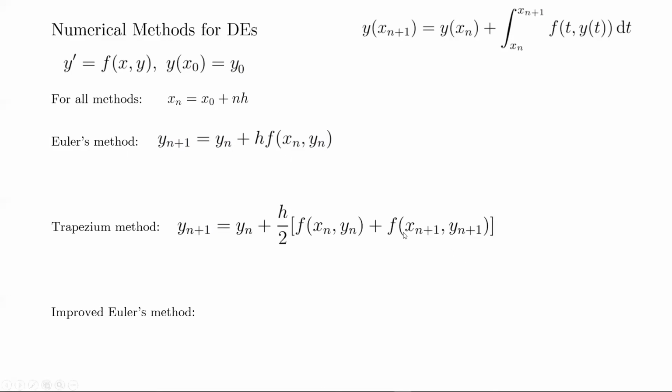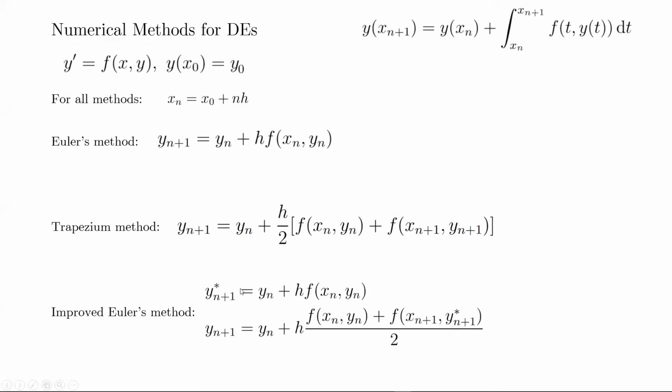The trapezium method is the implicit method. This is where the right-hand side depends on y of n plus 1. So we have some y of n plus 1 on the left and the right side, which makes things slightly complicated. The improved Euler's method is our predictor-corrector method, where we approximate the value of yn plus 1, which we call yn plus 1 star, using Euler's method, and then we update that approximation or prediction using the trapezium method with y of n plus 1 replaced by y of n plus 1 star.